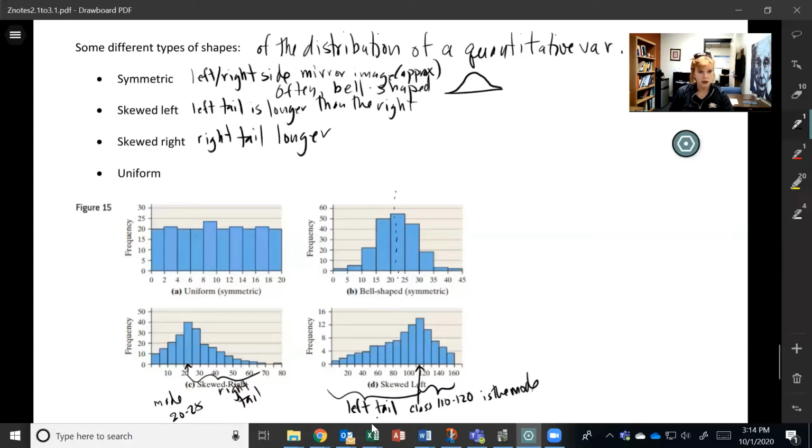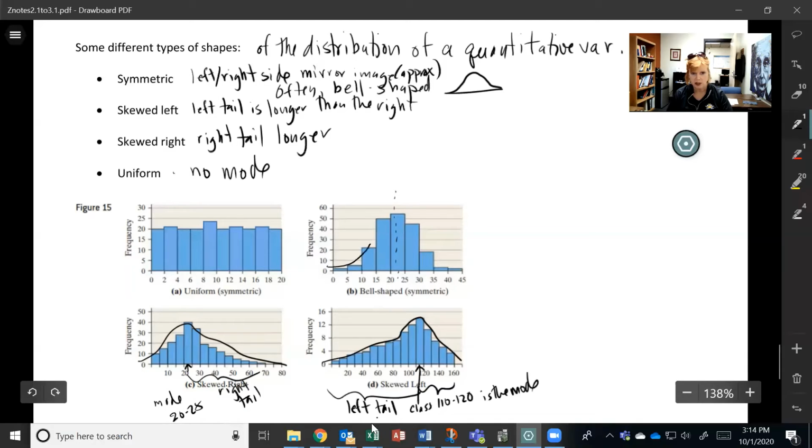With the uniform distribution, which is this first one, basically there is no mode. When we think about what a mode is, we look at the overall shape of the graph. This one kind of goes up, and then I've got this long right tail. This one, I've got this long left tail, and then it comes straight down. If I drew a curve across this one, it looks pretty flat. So even though there are a few more in here, this is not a mode.